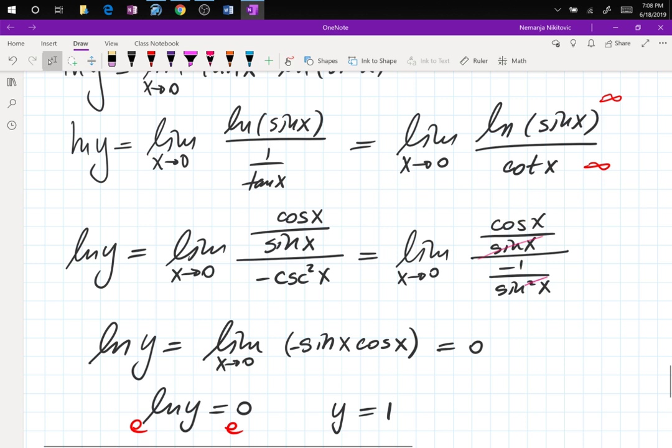Now, I think we didn't just multiply e by 0, did we? No, e to the 0. Alright.